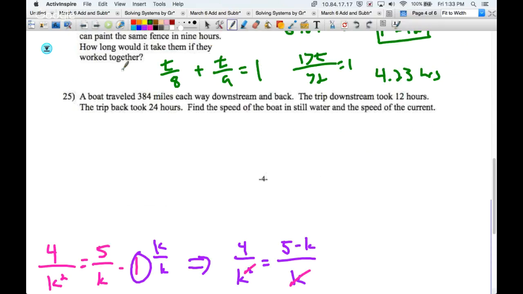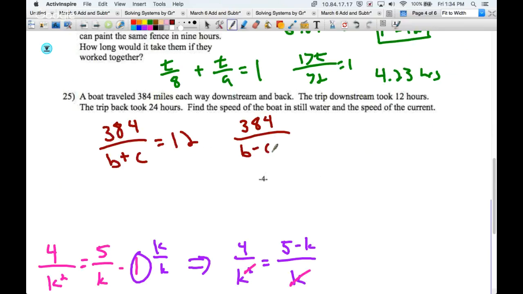A boat traveled 384 miles each way downstream and back. The trip downstream took 12 hours. The trip back took 24. Find the speed of the boat in still water and the speed of the current. So when you're going with the current, it helps you go faster. So I got to take that distance, 384, divide it by the trip down. We're going with it, so we'll do 384 divided by boat plus current equals 12. 384 divided by boat minus current equals 24.